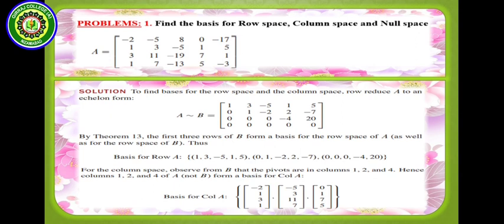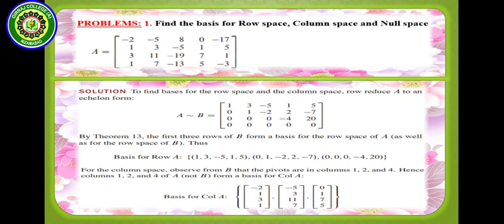To find a basis for the row space and the column space, row reduce A to an echelon form, that is, upper triangular form. Here the echelon form is: 1, 3, minus 5, 1, 5; 0, 1, minus 2, 2, minus 7; 0, 0, 0, minus 4, 20. The last row elements are zeros. In this, pivot columns form a basis for the column space. Non-pivot columns form a basis for the null space.